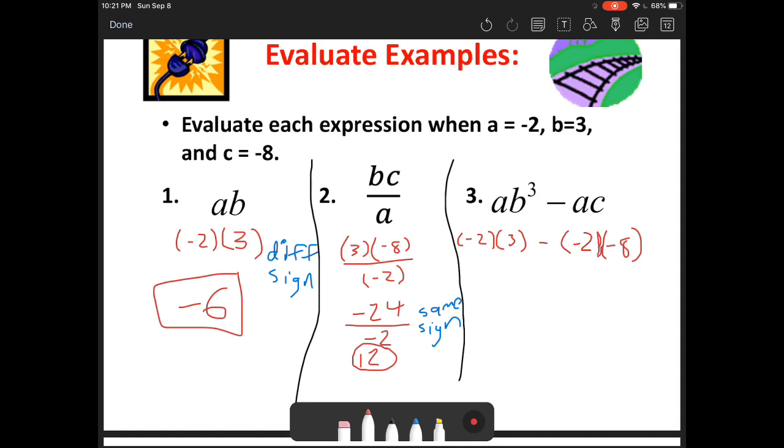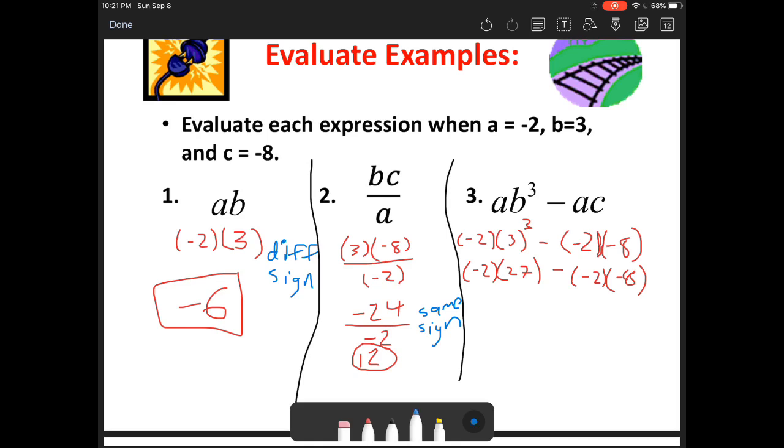All right, so notice a couple things. Let's do the exponent first. 3 to the 3rd is 27. So 3 times 3 is 9, times 3 again is 27. So -2 times 27. And then we've still got our stuff on the left. Notice order of operations are important.